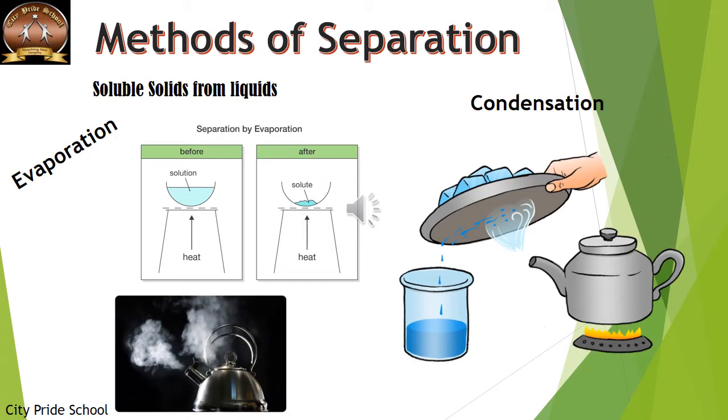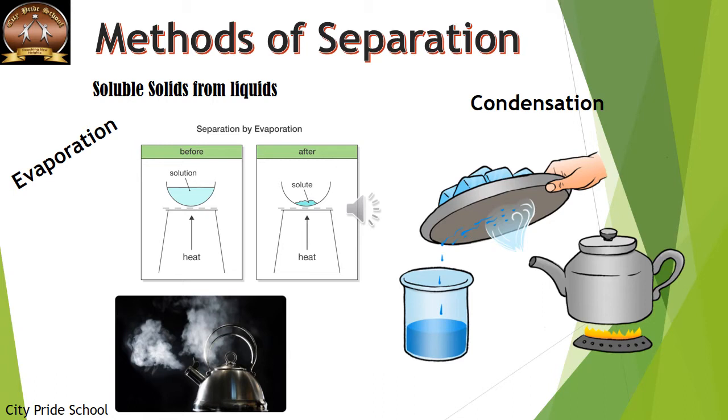So now, the method of separation of soluble solids from liquids. Two main methods are there. One is evaporation and one is condensation. So now here in one case you can see here that a solution is taken when heat is given. What happens? The water molecules evaporate.